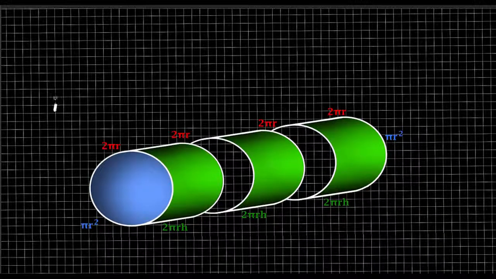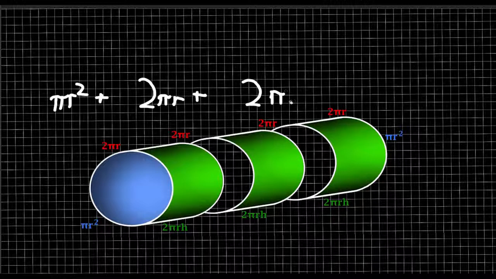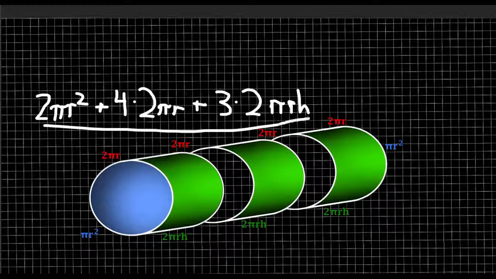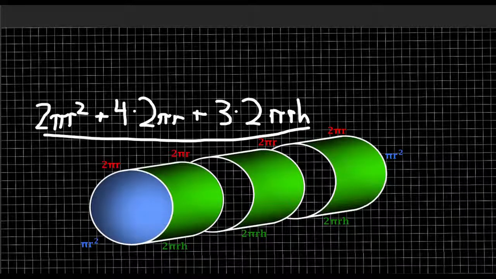So with this, we have pi r squared plus 2 pi r plus 2 pi r h. Now we know we need 2 for each end cap, so we need 2 of these, and then we need 4 of the welds, and we need 3 cylinders. And this is just the beginning of our cost function, because we also have to take into account the cost. So let's go ahead and do that.